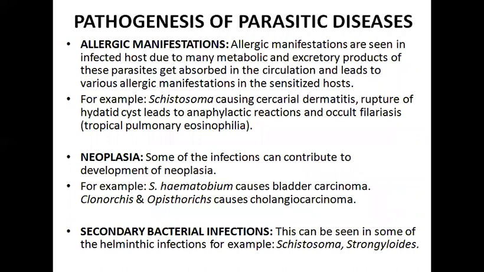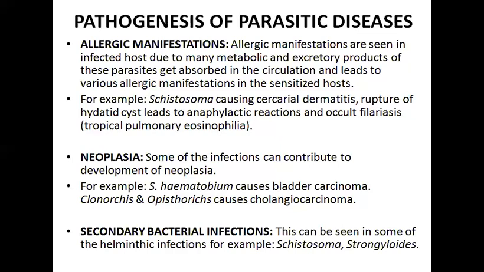Then we have allergic manifestations. These allergic manifestations are seen in infected hosts due to many metabolic and excretory products of these parasites. These products get absorbed in the circulation, which ultimately leads to various allergic manifestations or hypersensitivity reactions in the sensitized hosts. For example, we have Schistosoma, which causes cercarial dermatitis. Then rupture of hydatid cyst leads to anaphylactic reaction. The hydatid cyst contains a liquid which is allergic.